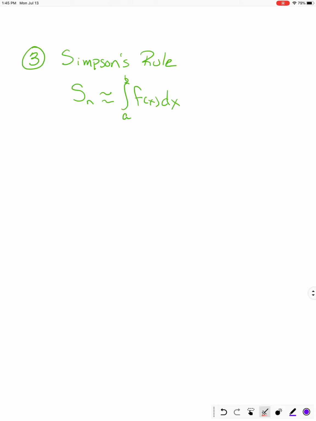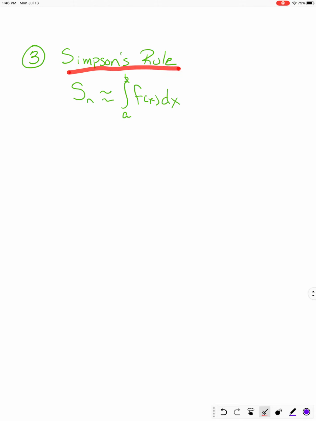And then finally, what we'll use is something called Simpson's rule. Simpson's rule gets the notation of S sub n. And again, that is approximately equal to the integral from a to b.